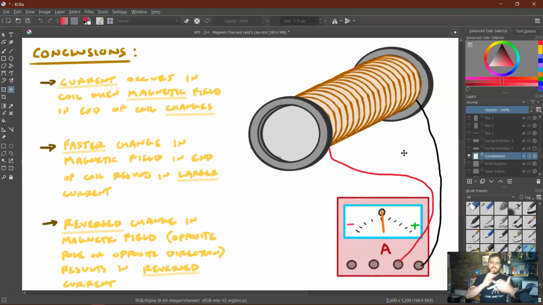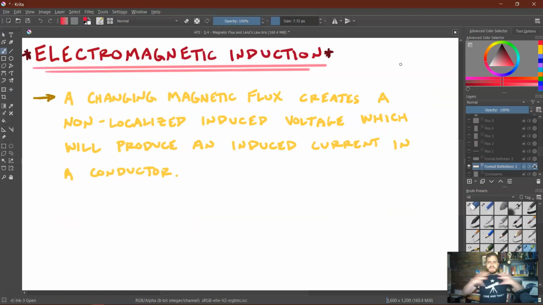Lastly, he noticed that when he reversed the direction of the magnetic field, so if he switched the poles of the magnet, or, for instance, instead of moving the magnet in he moved it out, that resulted in a current going in the opposite direction. And when we plug all of these ideas together, we have the basis for what is known as electromagnetic induction.